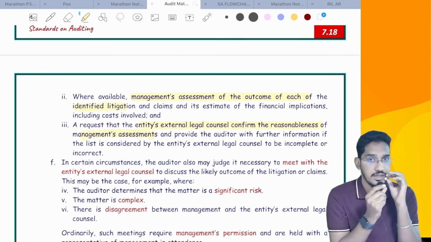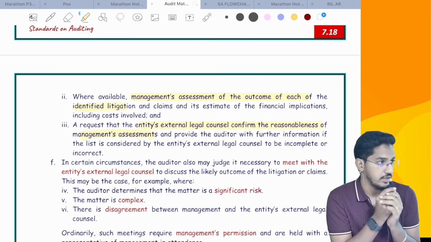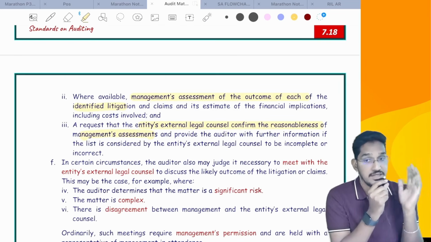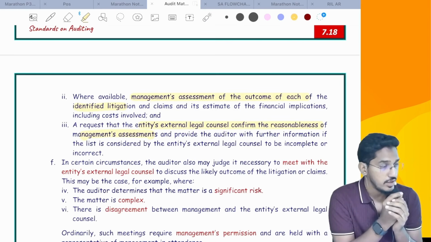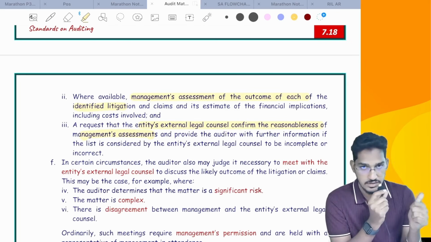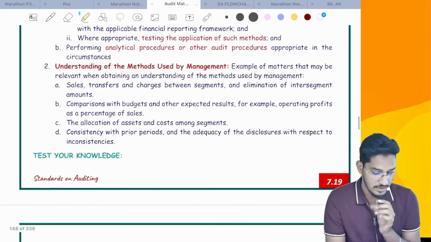So if you have decided to send the specific inquiry, these are the things required to be included in it. What are they? Number 1, the list of litigations and claims. Number 2, management's assessment. Number 3, requesting the entity's external legal counsel to comment on the reasonableness of management's assessment. Understood? So two aspects we have covered. Now we are left with the last aspect. What is that?